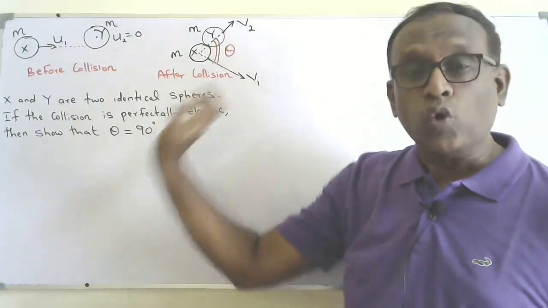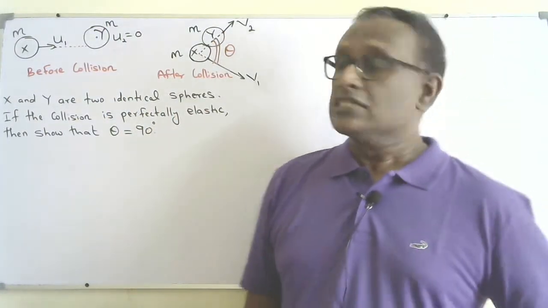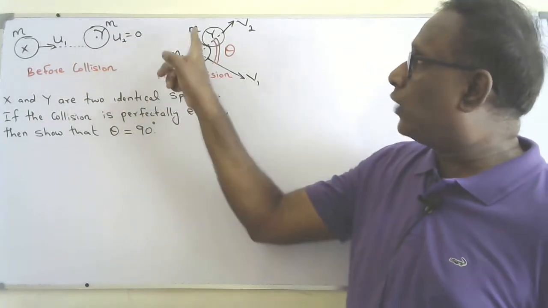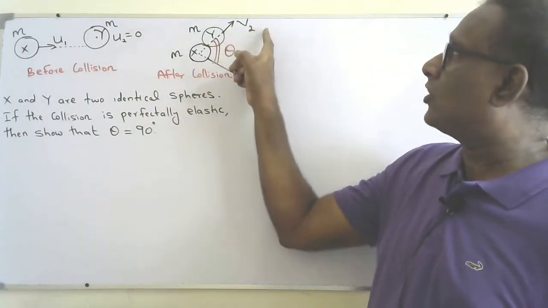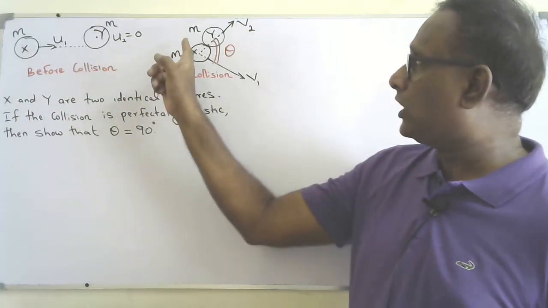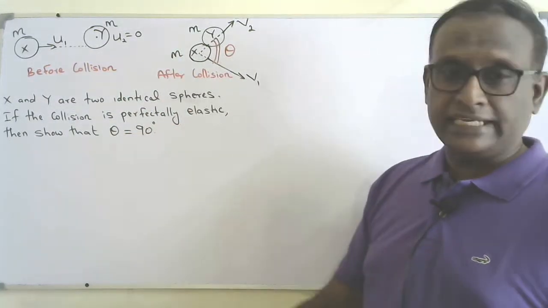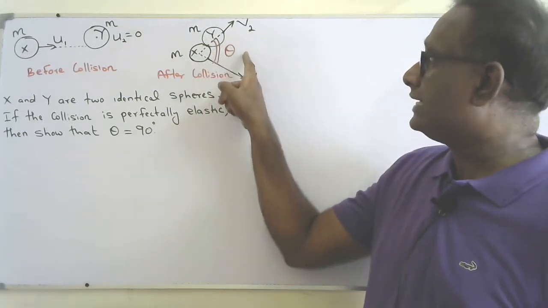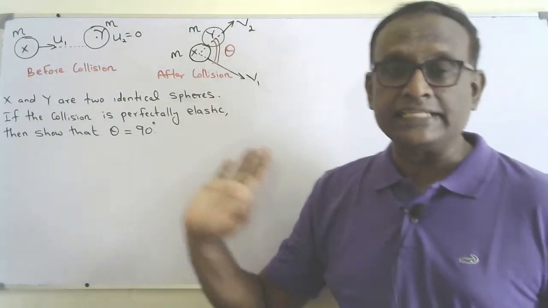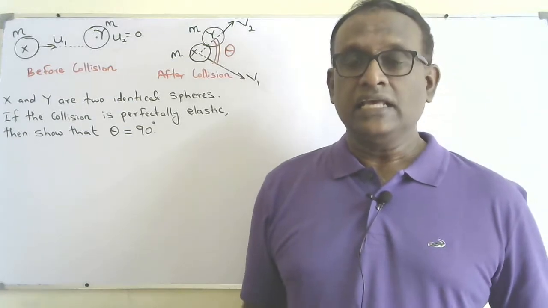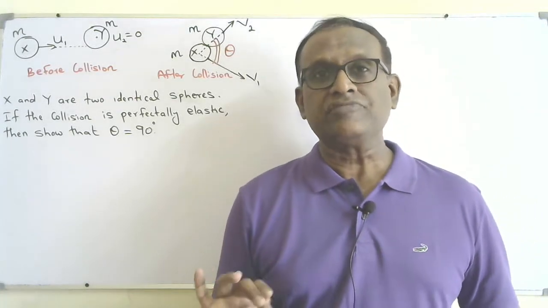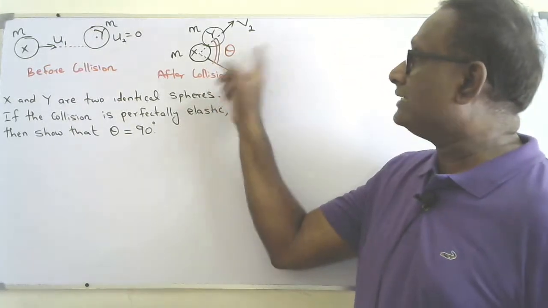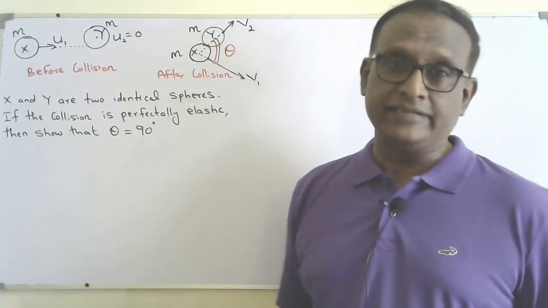So the collision won't be a head-on collision. So it's a two-dimensional collision. After collision, the sphere Y is moving along this direction at a velocity v2 and the sphere X is moving along this direction at a velocity v1. The angle between the two velocities after collision is theta. So the question is, if the collision is perfectly elastic, then show that angle theta is equal to 90 degrees.